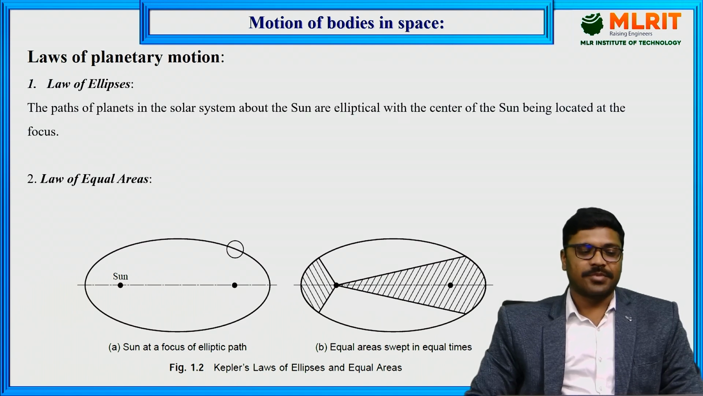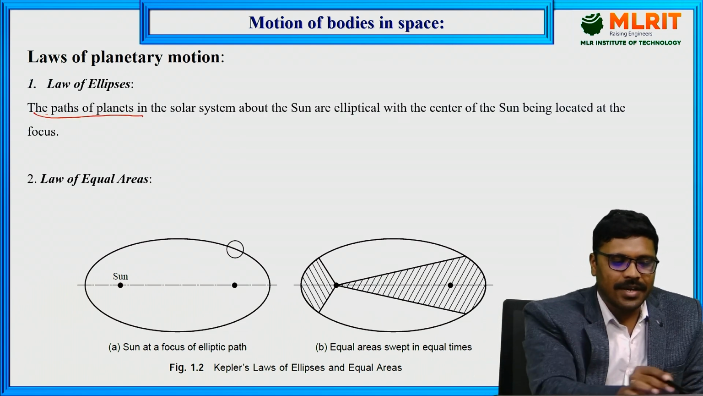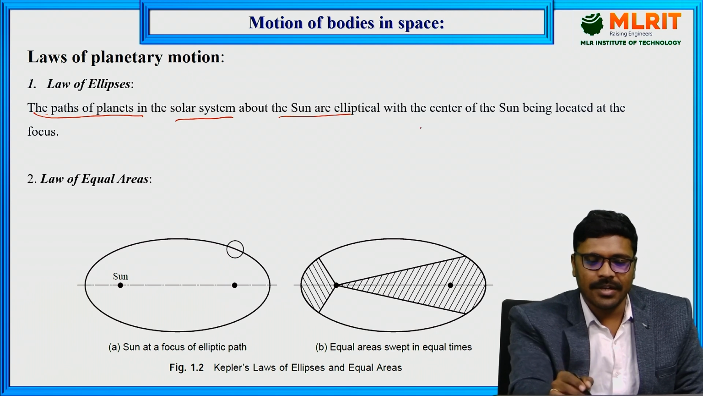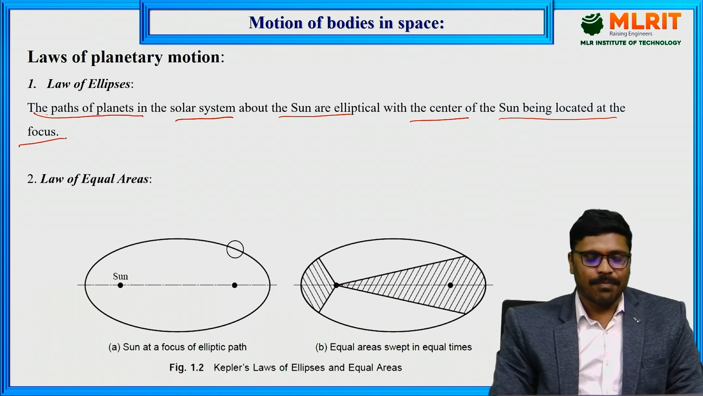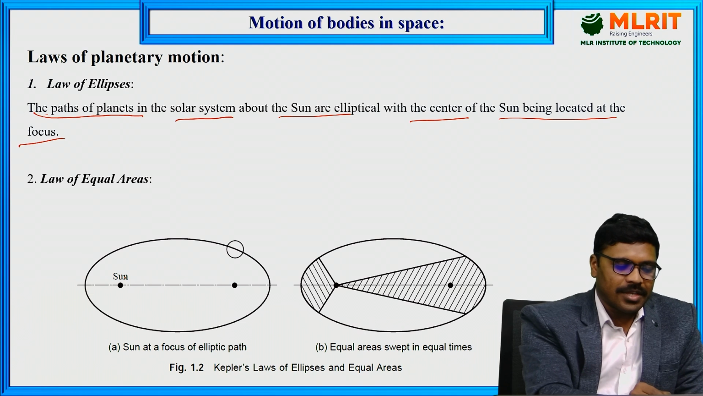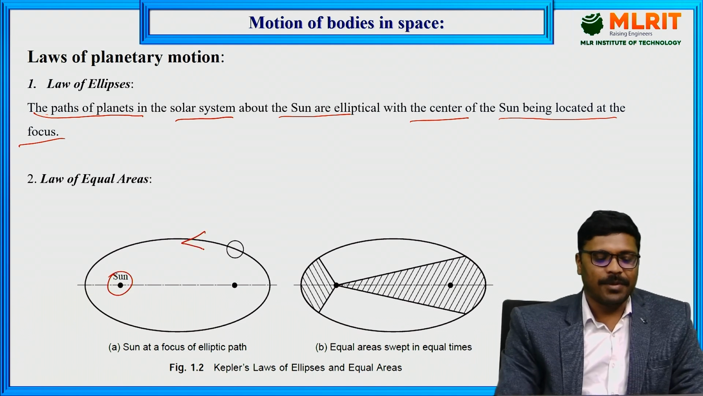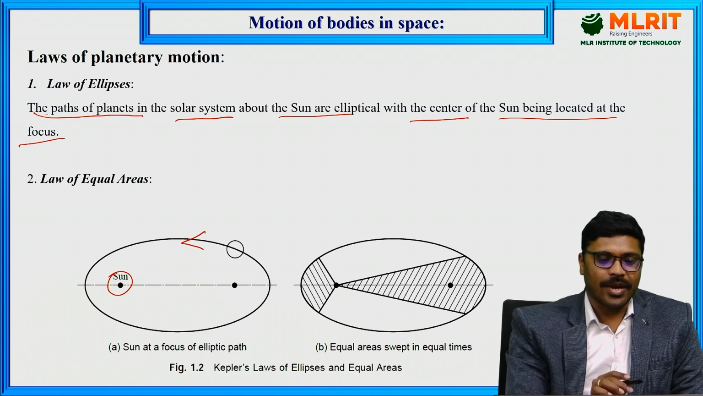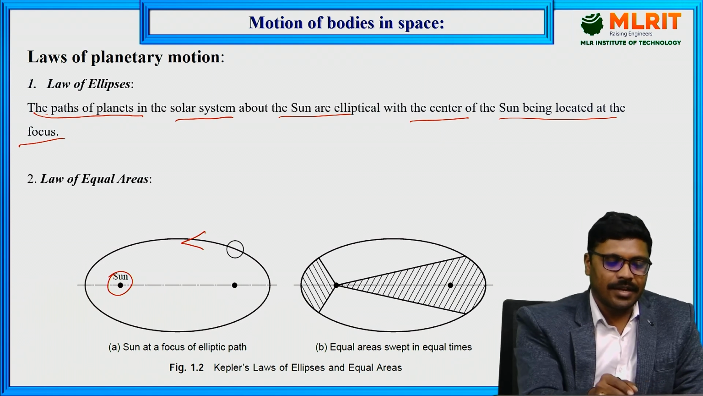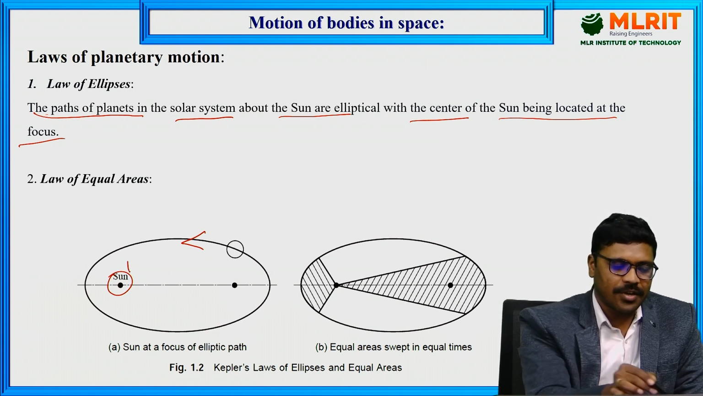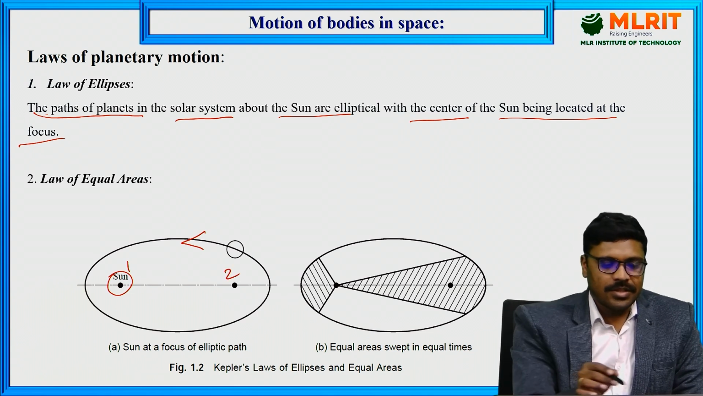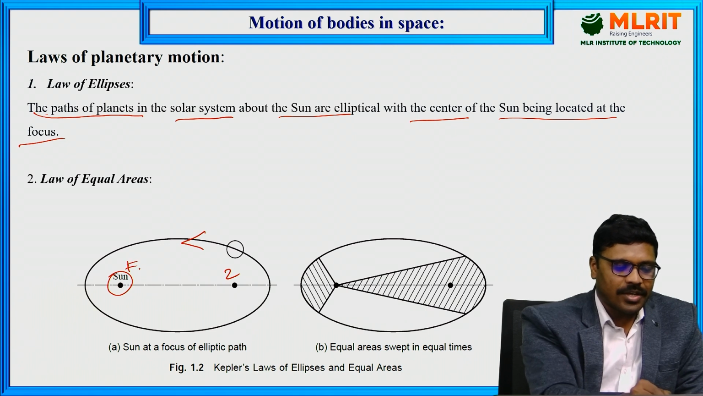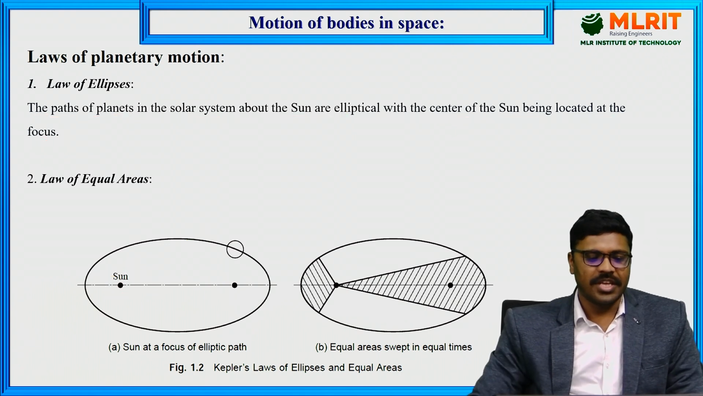So what is the law of ellipses? The paths of the planets in the solar system about the sun are elliptical, with the sun being located at a focus. Our planets like Earth, Mars, Jupiter, etc., all rotate around the sun in an elliptical path. If you consider any elliptical shape, it will have two foci: this is focus 1 and this is focus 2. According to the law of ellipses, the sun is located at one focus, that is focus 1.